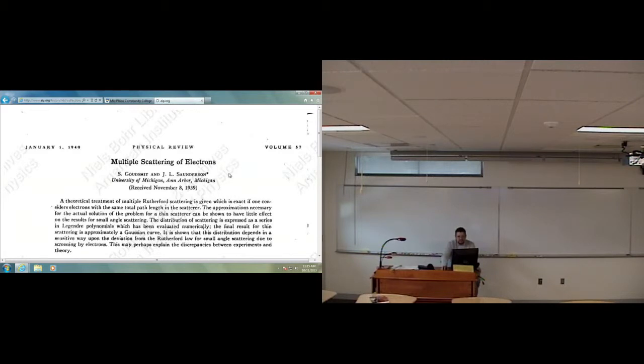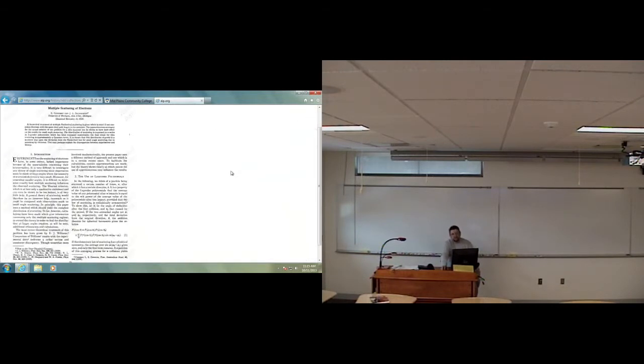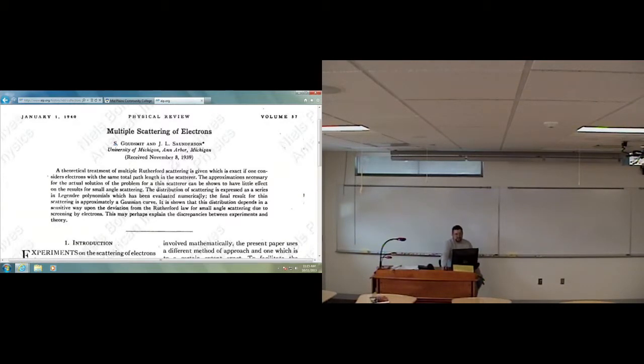So here's one from 1939, the multiple scattering of electrons. I believe this is a Nobel Prize actually as well. From University of Michigan, Ann Arbor, Michigan. Right up here, they have their abstract. A theoretical treatment of multiple Rutherford scattering is given, which is exact if one considers electrons with the same total path length and the scatter of the approximation is necessary.